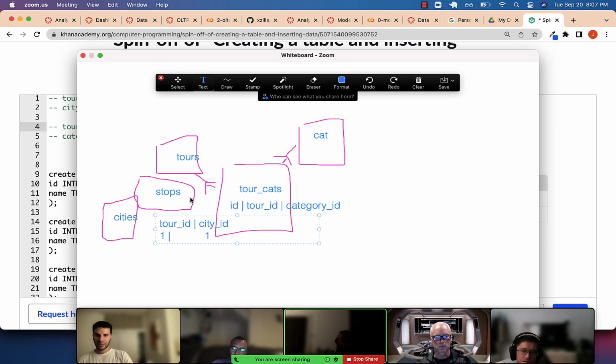Lots of times these join tables will be a transaction, like the stop, or with e-commerce, it's the order, the purchase, right? And that's what joins a customer to a product. Here, what joins a city to a tour is stopping there. So lots of times it's an action that occurs. Or with doctors and patients, it's the appointment. That's what makes it, right?